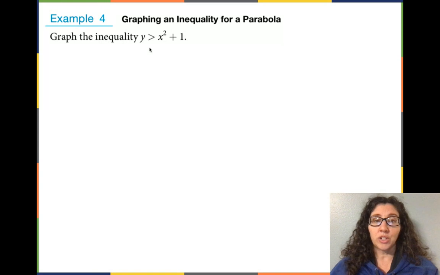So what if we wanted to graph this inequality? Okay, well, first of all, let's just think of this as an equation. y equals x squared plus 1. So that's just going to be a parabola that opens up, that's shifted up by 1.